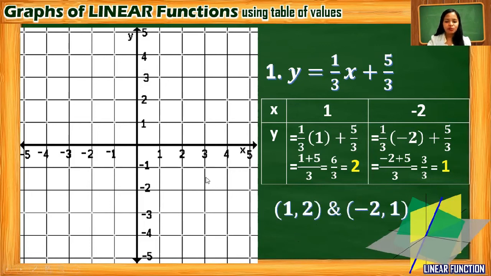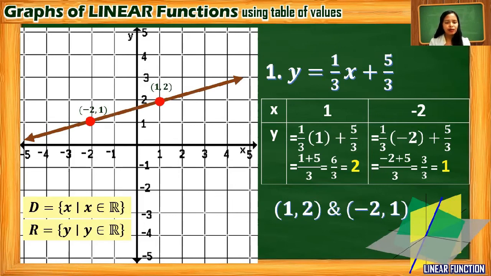Now, let's plot these points in the Cartesian coordinate plane. We have (1, 2). Here, the value of our x is 1 and the value of our y is 2. So this will be our first point. And another point is where the value of our x is negative 2 and the value of our y is 1. So this will be the second point. If we are going to connect these 2 points, we can have the graph of the function y is equal to 1/3 x plus 5/3. The value of the domain and the range are the set of real numbers.